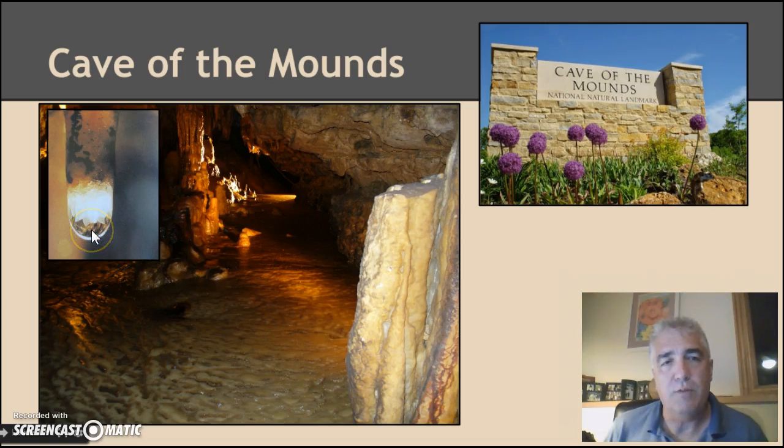When that water droplet falls down to the cavern floor, it still has some of that mineral in it, and it deposits the mineral on the floor, and it starts to create something called a stalactite.